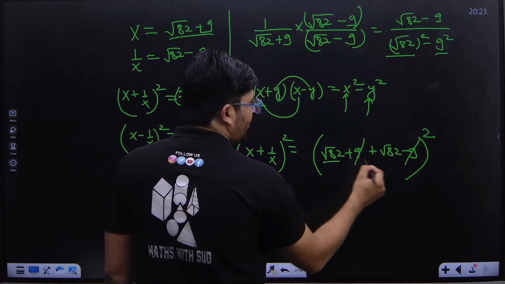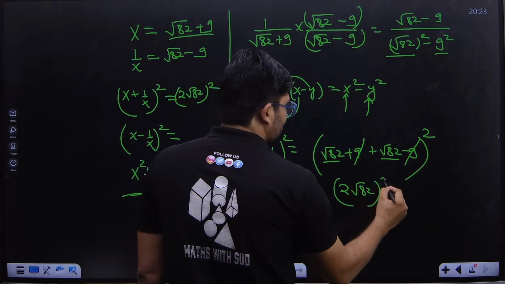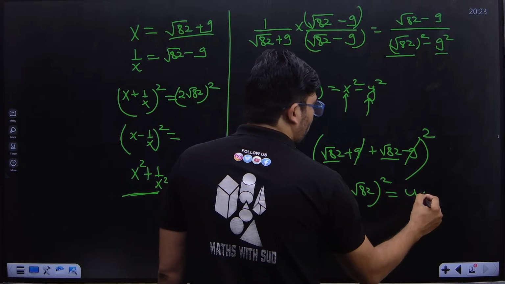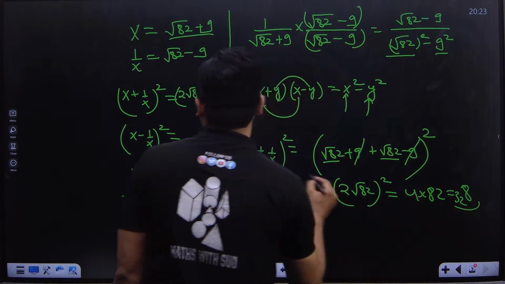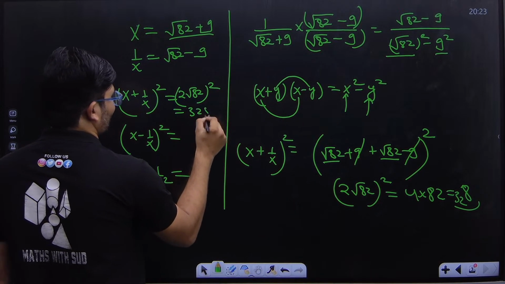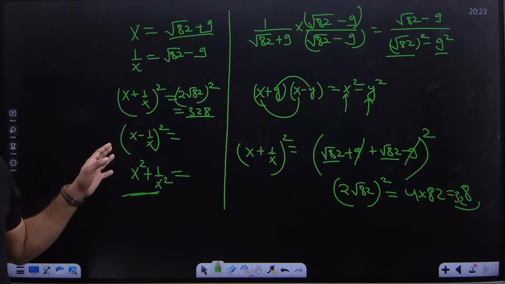So under root 82 plus under root 82 is 2 under root 82, times square. So that means 4 into 82. That means 328. Oh, I got it. I got it. You got it? I just realized I was being stupid.